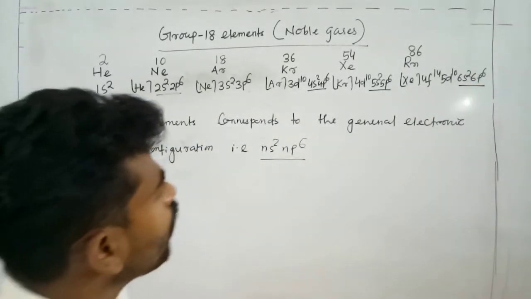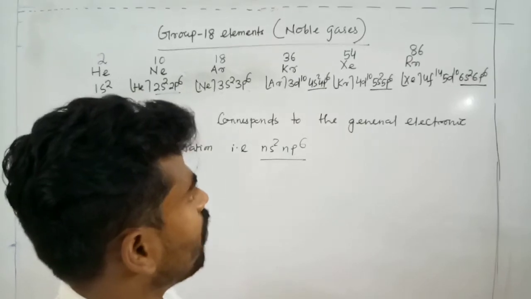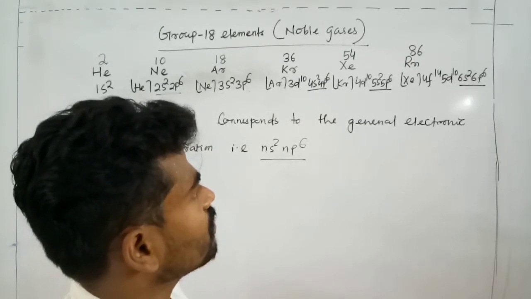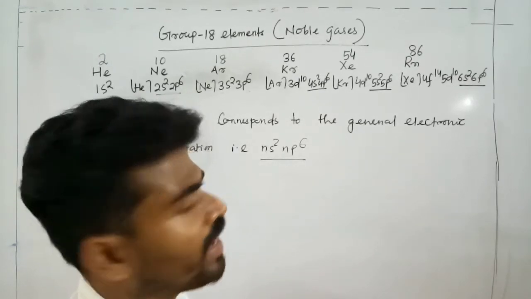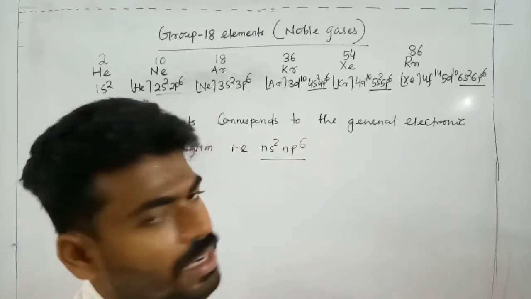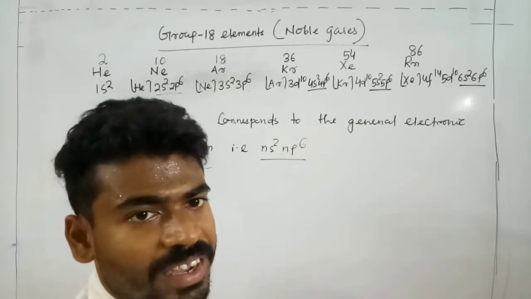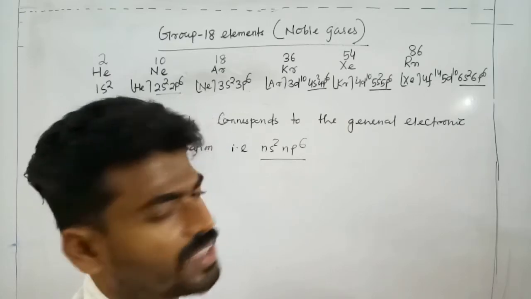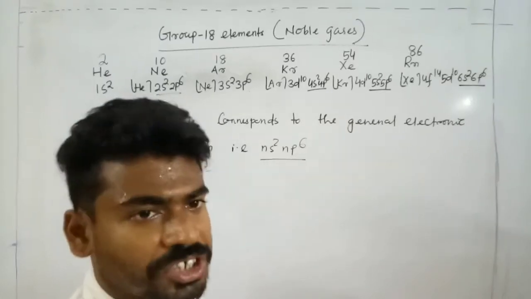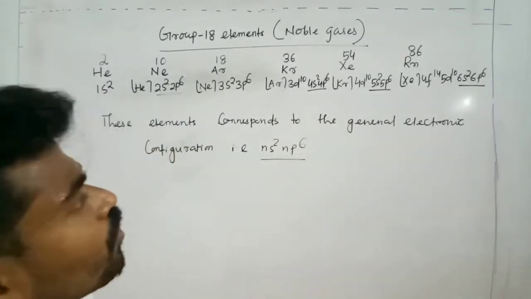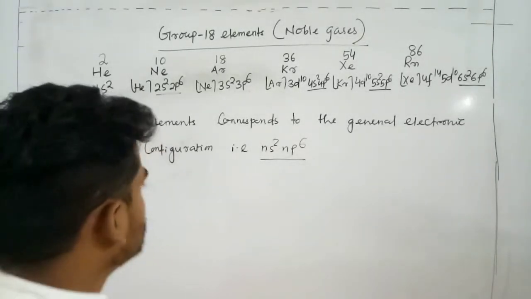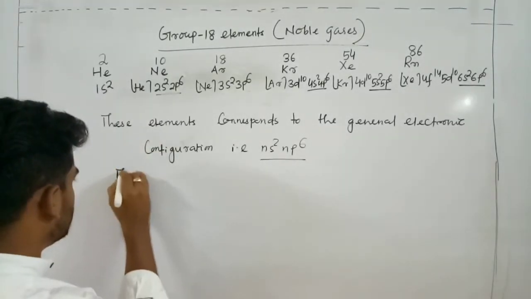So all the valence shell orbitals are fulfilled by electrons. That means these elements have a completely filled octet. That's why their valency is taken as 0, and most commonly such elements are known as zero valent elements.